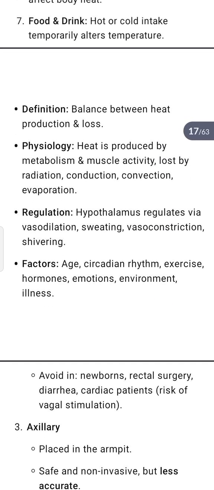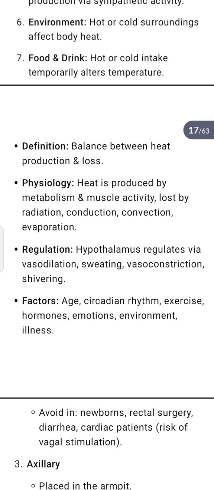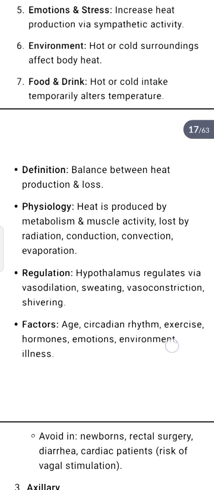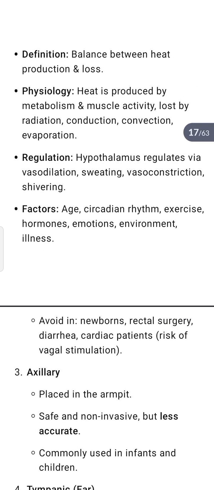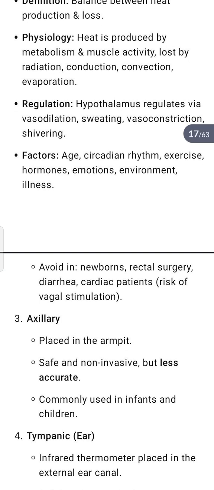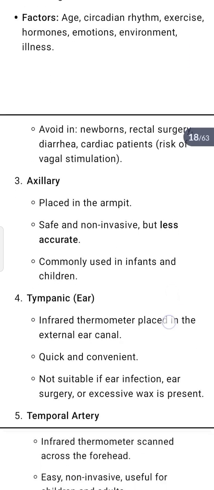Now let's see. So in short we can say the definition of temperature: balance between heat production and loss. In physiology we see heat is produced by metabolism and muscle activity, lost by radiation, conduction, convection, evaporation, and regulated by the hypothalamus, which regulates by vasodilation, sweating, vasoconstriction and shivering. And the factors we have discussed.